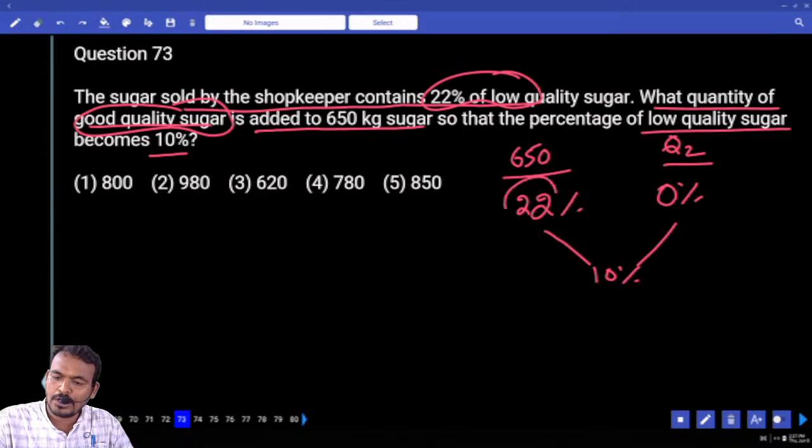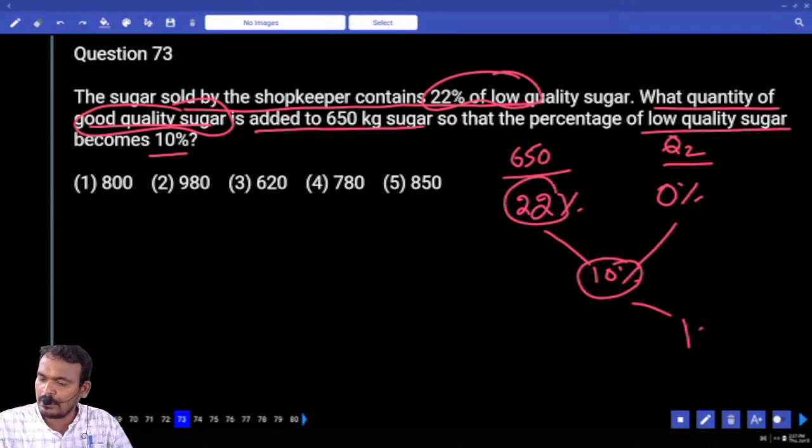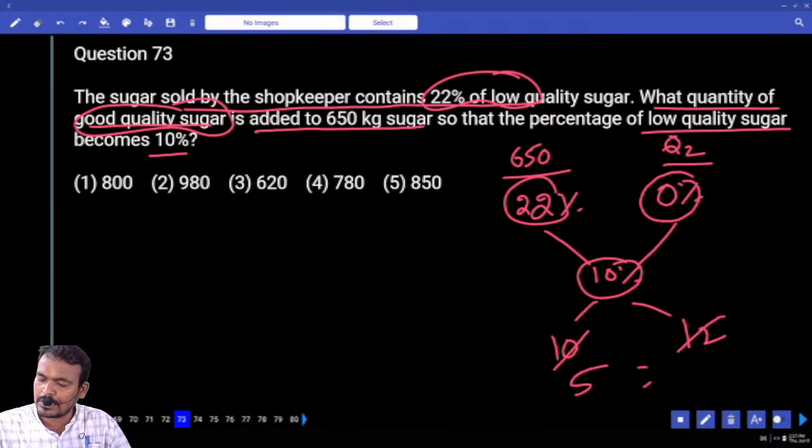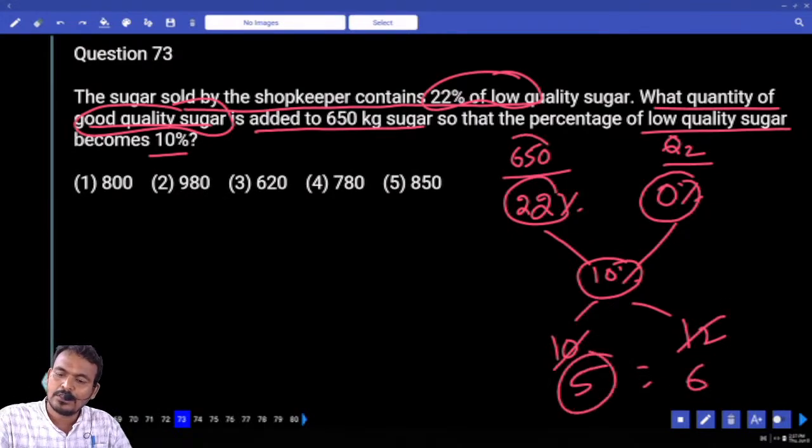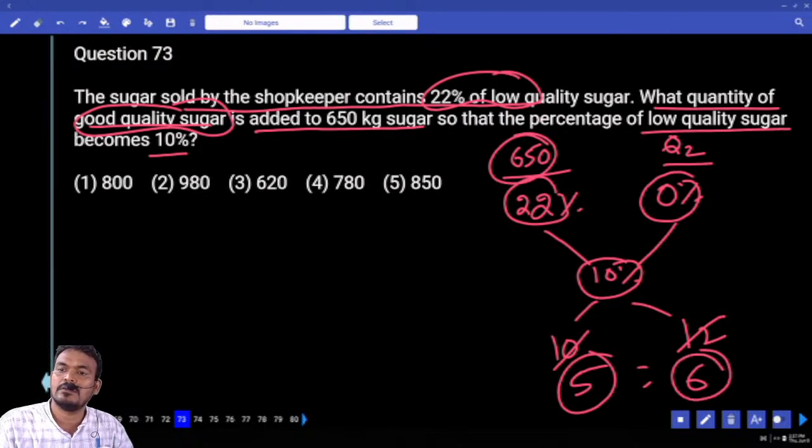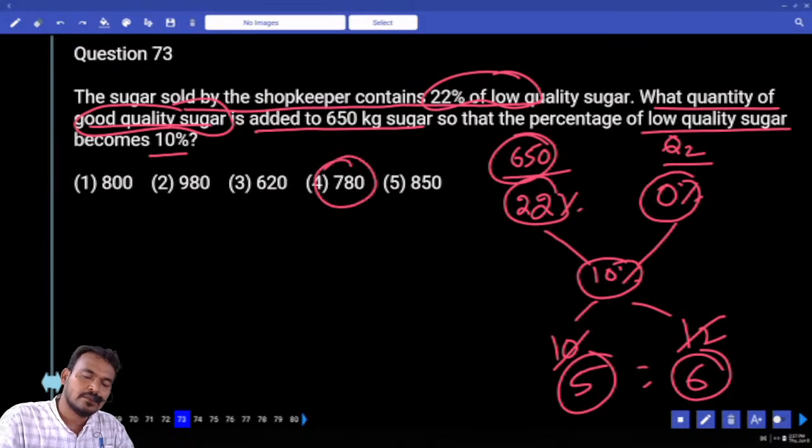Same units. 22 and 10, what is the difference? 12. 10 and 0, difference? 10 or not? What is the ratio? 5:6 or not? What is the 5 parts value? 650 or not? Every one part is 130. How many parts do we need? 6 parts. What is the answer? 780 or not?